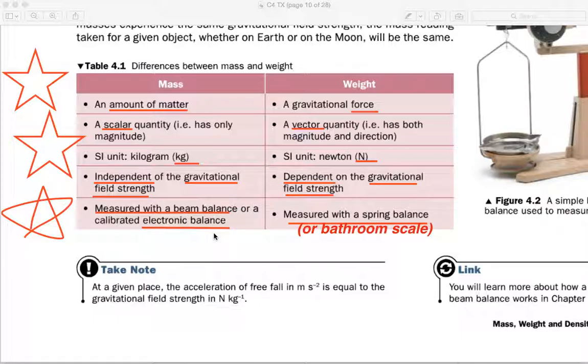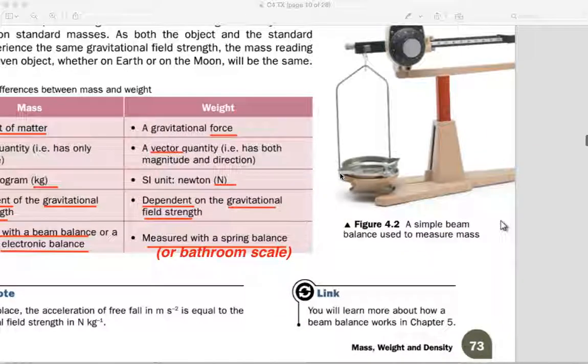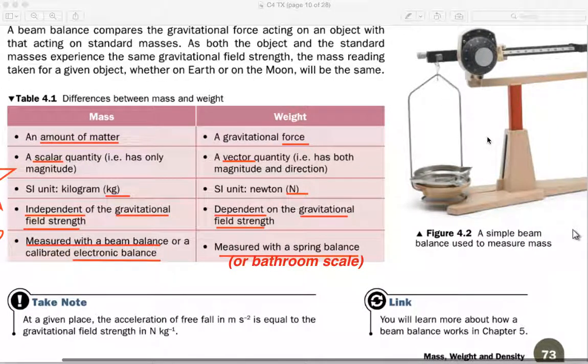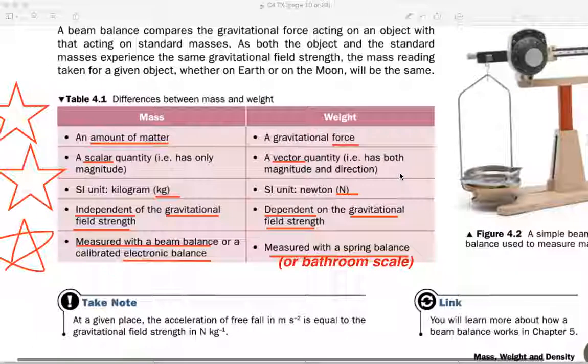You notice one of the keywords here is balance, because as you can see on the right of page 73, this is a balance. This is the instrument we use to measure mass, using the principle of moments. So it doesn't depend on the location. You can be on the Moon and this machine still works. It still tells you the mass, because it is already calibrated based on masses that are already known.